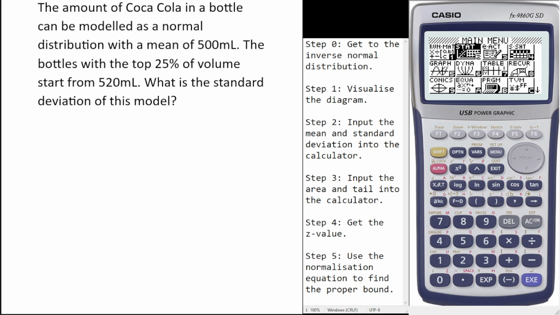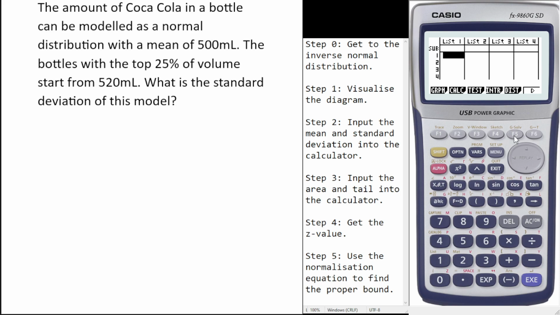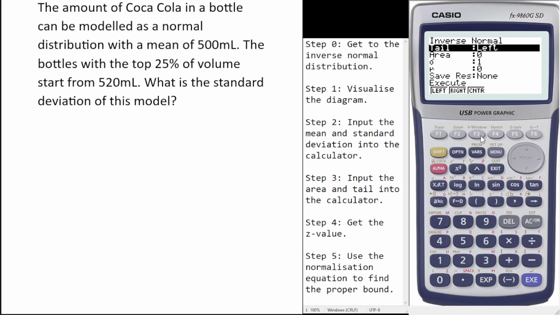Again, the first thing as always is to actually get to the normal distribution part in your calculator, and it's the inverse normal here because you're trying to find something about the data using some probability that you already know. So again, we go to stat from the main menu like this. We go to distribution F5, click that. Normal F1, click that. Inverse normal, click that. F3, and now you're at this screen.